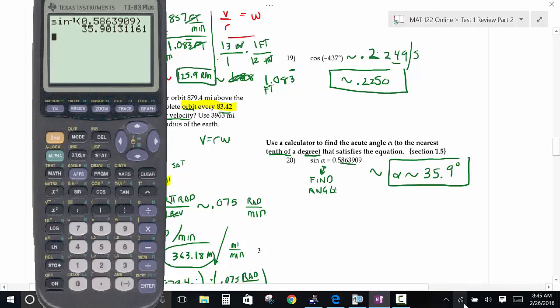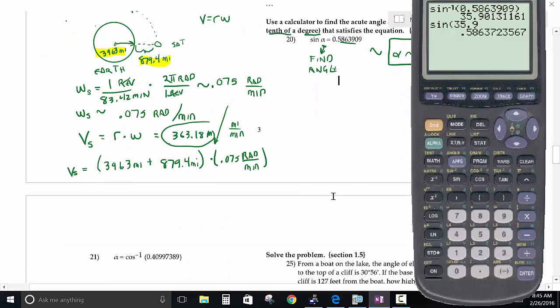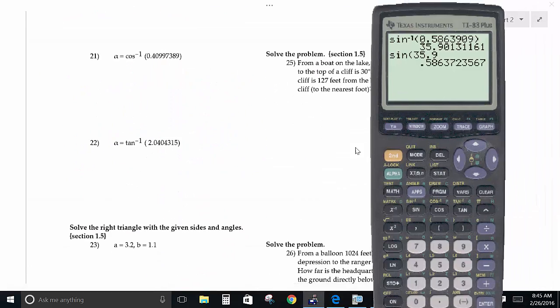Now notice what happens on this. If I was to go back and do now just the sine of 35.9, notice that I get back about the same answer. Okay, it's a little different because I rounded, of course, but the inverse sine is finding the value of an angle. All right, let's move on and do a few more of these things then.